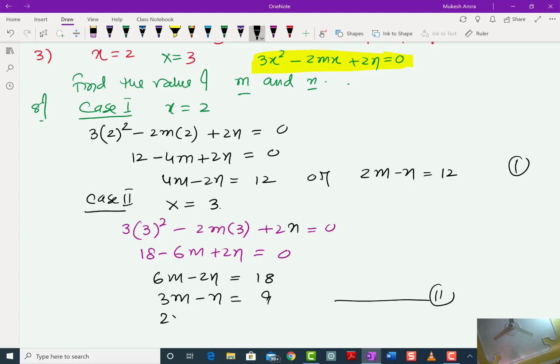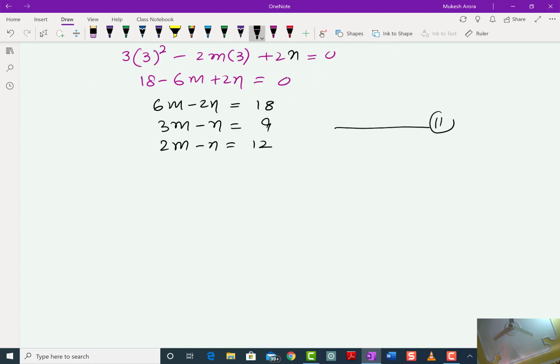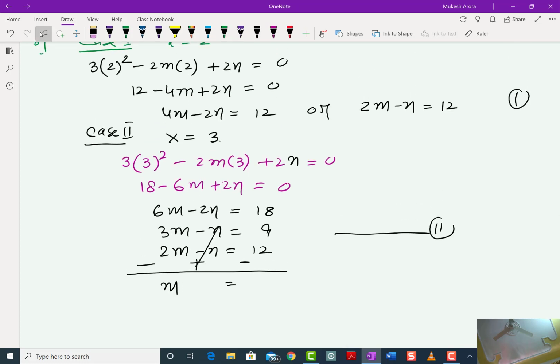So the first equation was 2m minus n is equal to 6. Now we can eliminate, minus plus minus. This is cancelled. This will be m is equal to 6 divided, and this was 27.